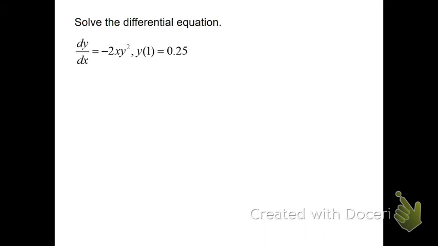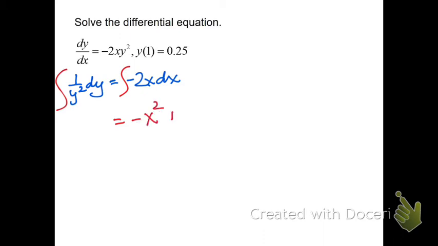Here's one more. Not that I think you need the practice with the calculus, but maybe the fraction or the 0.25 might mess you up. So hit pause and give this one a shot. Okay, separating the variables. Now integrating both sides. On the right, I always do the right side first so I can remember the plus c. I'd get a -x squared plus c.